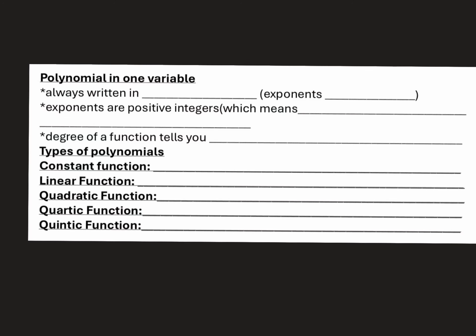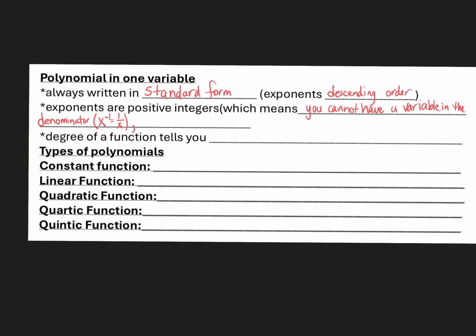A polynomial in one variable is always written in, I believe the textbook said, standard form. Which means your exponents go in descending order, largest to smallest. Exponents are positive integers, which means you cannot have a variable in the denominator. That would mean you'd have a negative exponent, like this. X to the negative 1 is when you have a variable in the denominator.